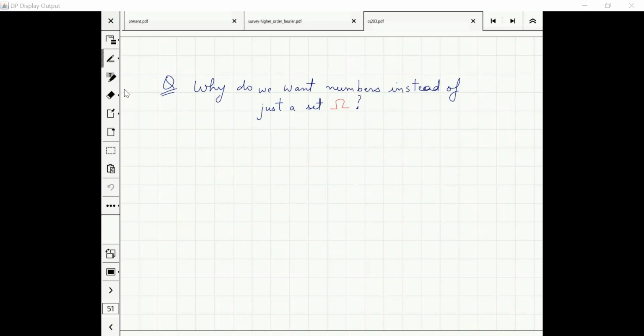Very good. And now if I want to ask you a question, why do we want numbers instead of a set? Why did we create this new definition of random variables? Do we get some advantage when we have numbers instead of just a set omega? And I'm probably pointing you towards what you have learned in abstract algebra.